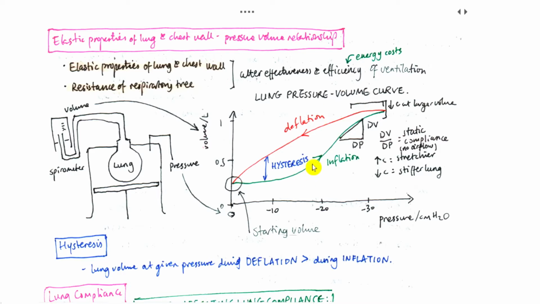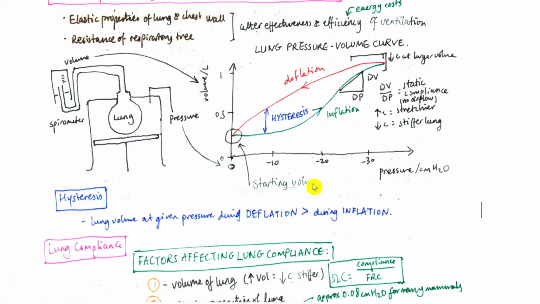There's decreased compliance as the lung has increased in volume, and as it decreases in volume it becomes more compliant. There's also this phenomenon called hysteresis, and hysteresis in general means that something going in one direction is not the same going in the other direction. Here, the lung volume at a given intrapleural pressure during deflation is always higher than during inflation, so you can see that as it deflates, the static compliance is a lot lower. We'll get onto why that is later. It's because of surface tension and something called surfactant.